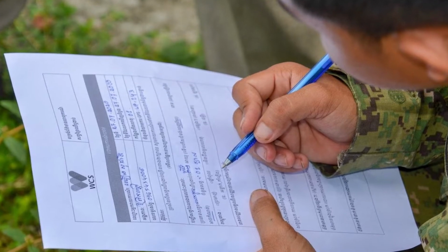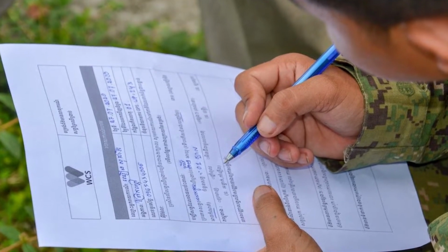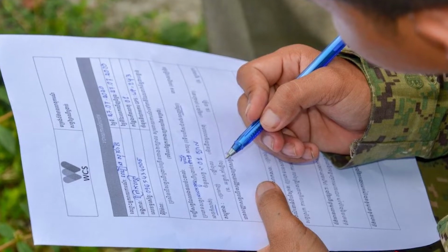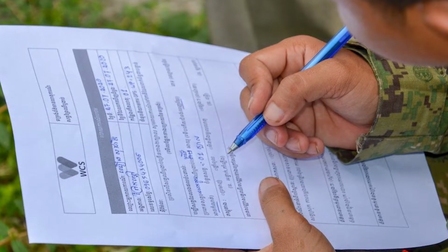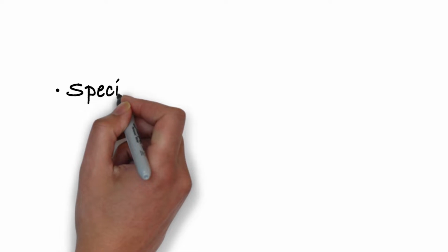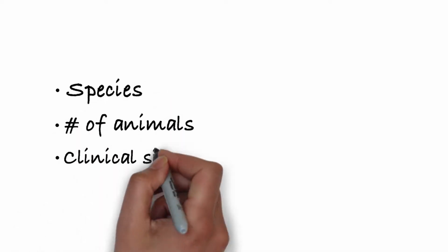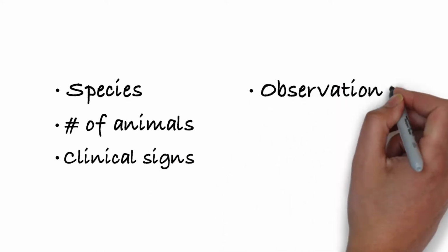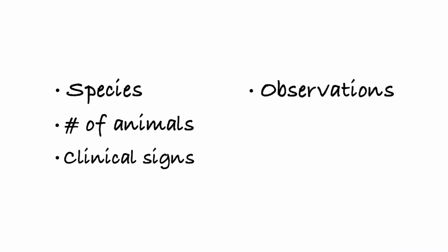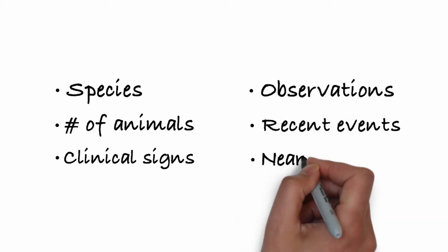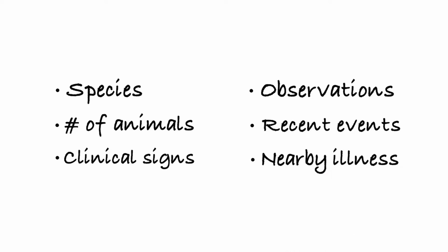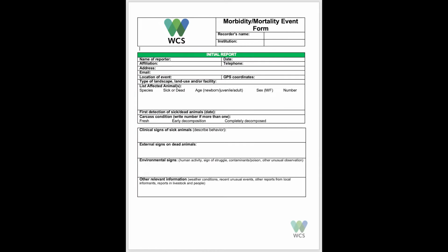After putting on your PPE, you are ready to assess the surrounding environment before approaching the animal. Collect as much information about the situation as you can, including the species involved, number of sick or dead animals, and any clinical signs observed. Also include external or environmental observations, such as recent unusual events or any reports of illness in nearby animals or people. Record all of the information you gather on the morbidity and mortality event form.